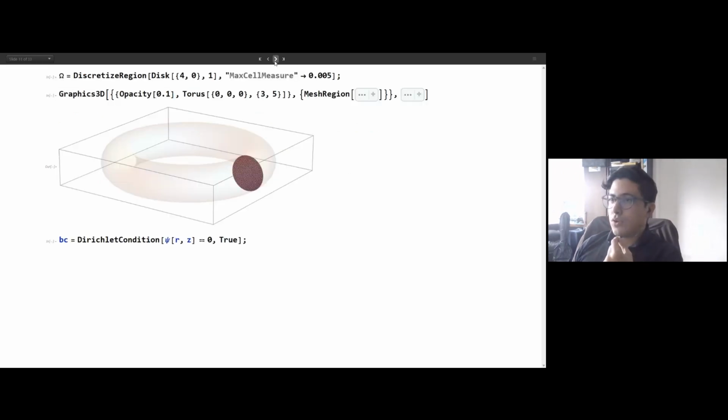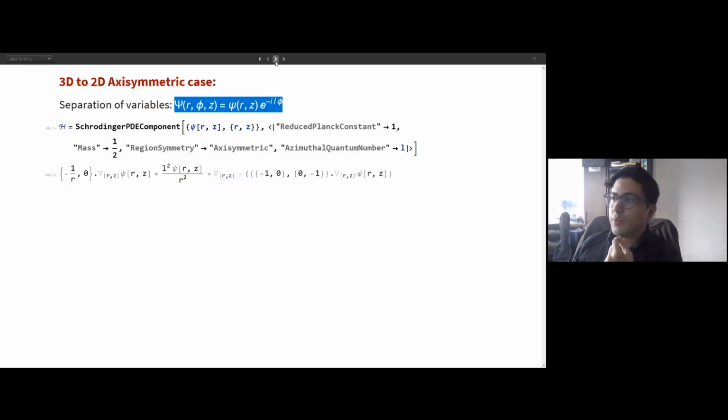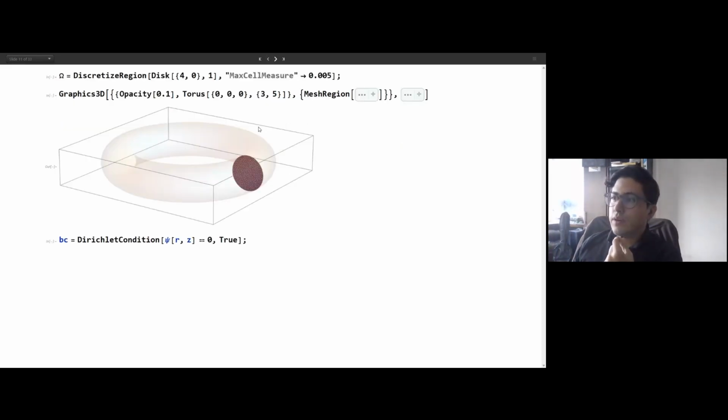Okay, so the example that I'm going to show you in this case is, imagine that the particle is confined in a torus. So the particle has an axial symmetry, and you can justify the separation of variables. So here, instead of solving the 3D problem that is more time consuming, you could just solve one cross section of the torus that I'm showing in this visualization.